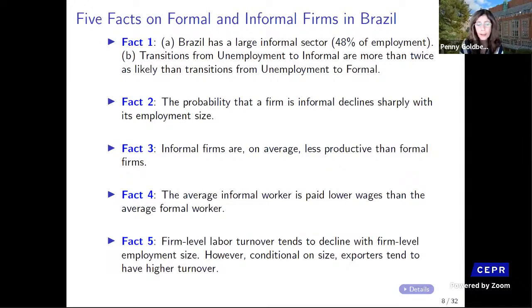And finally, fact five is again very important in our setting. Firm level turnover tends to decline with firm level employment size. So larger firms tend to have lower turnover, but conditional on size, exporters tend to have higher turnover. This is something that's also documented in the paper I mentioned before by Kosar, Gunner, and Talbot, and it's quite important. So facts one and five together link trade to unemployment, and then unemployment to informality. So they're going to be crucial for our model.